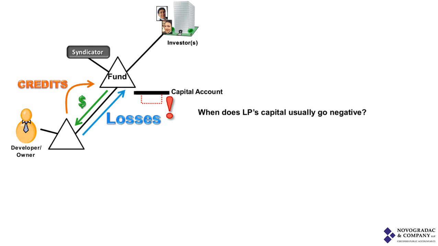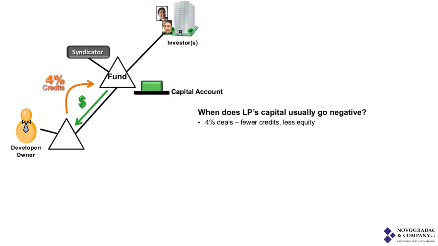So when does the LP's capital account usually go negative? 4% deals, because you have fewer credits for the investor to buy, and therefore the investor is going to contribute less equity. I could have a $10 million building on a 9% deal and a $10 million building on a 4% deal, and my equity would be remarkably lower, potentially as low as, say, a third of the amount that it was on the 9% deal, because it's a 4% deal.